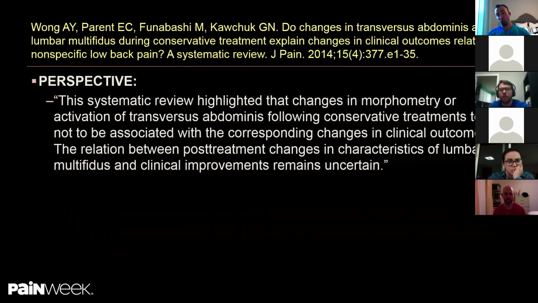So fast forward to 2014, and do changes in the transverse abdominis and multifidi.